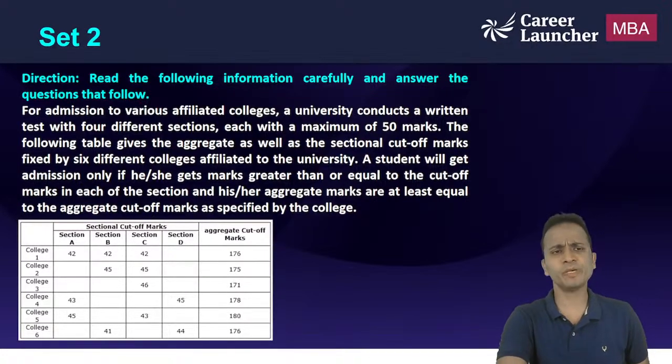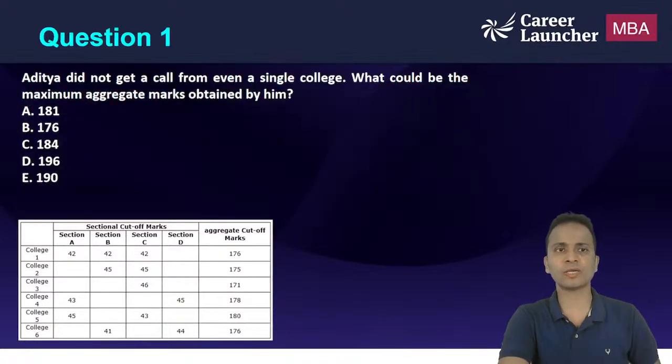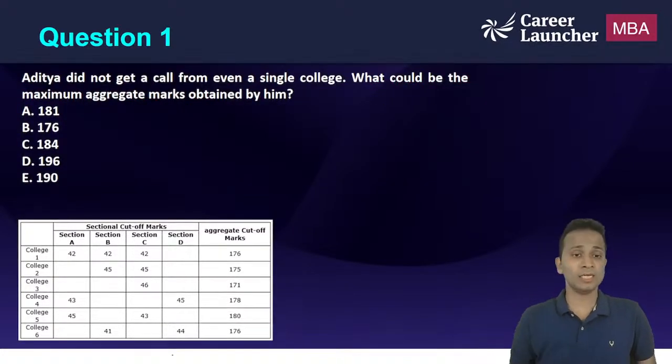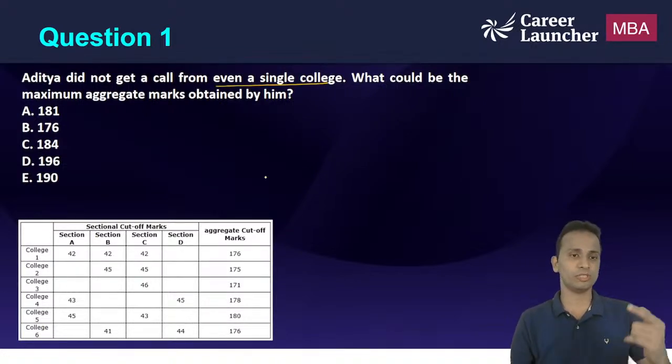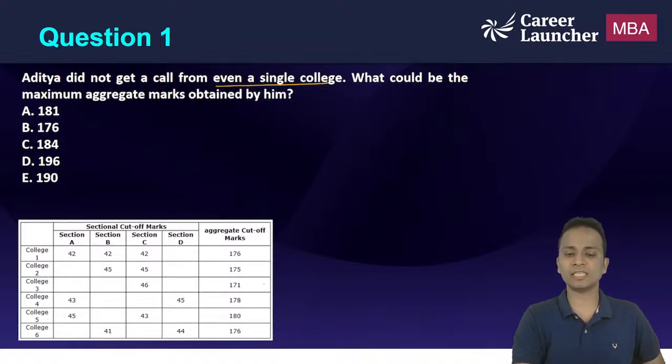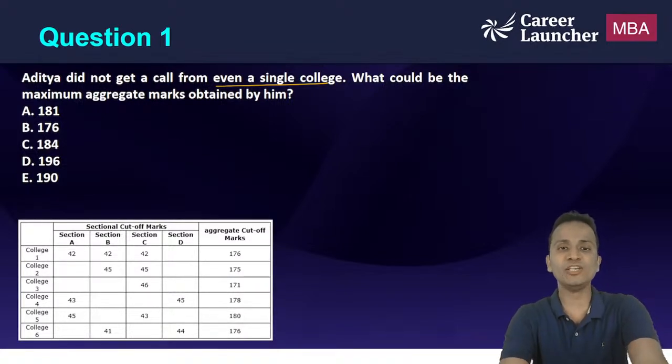There are 3 questions based on set number 2. I hope you all must have understood the data. Let's look at question number 1. Now question number 1 says that Aditya did not get a call from even a single college. So these are 6 colleges which are mentioned at the bottom of the screen, and a student Aditya did not get a call from any of these colleges. Okay, that's very sad, but nothing can be done.